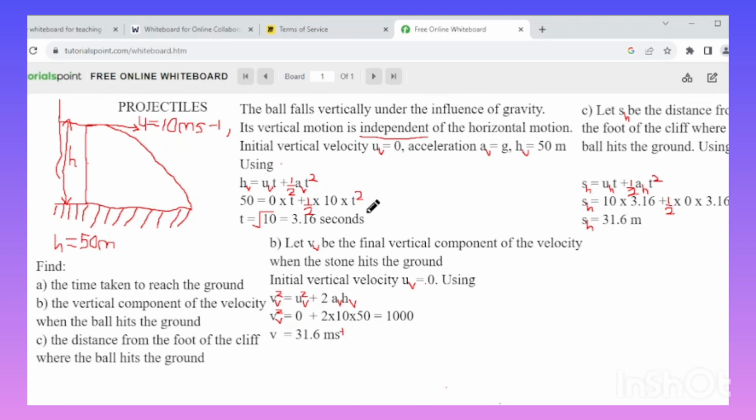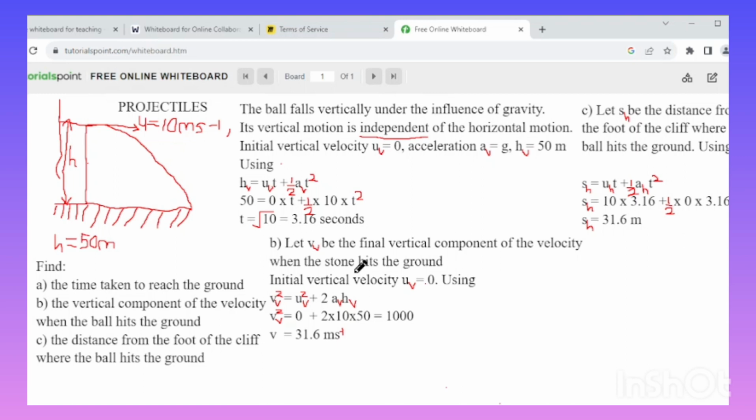So divide both sides by 5. We have t squared is equal to 10. When the square goes to the other side, it becomes square root of 10, and that gives us our answer, our t to be equal to 3.16 seconds.